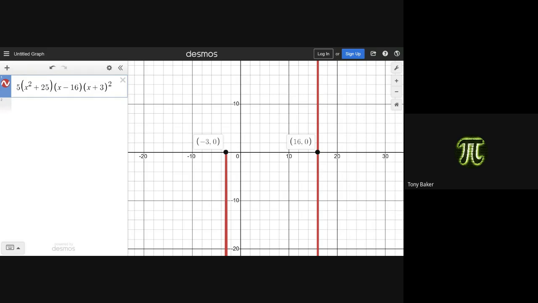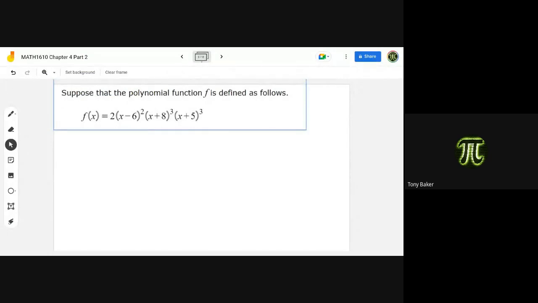All right. So take a look at this one. Find me my zeros and my multiplicity. Oh, I should switch back to that one. There you go.